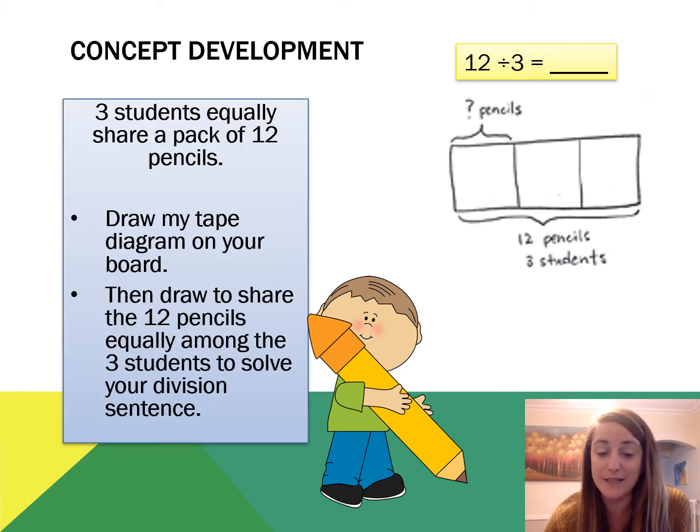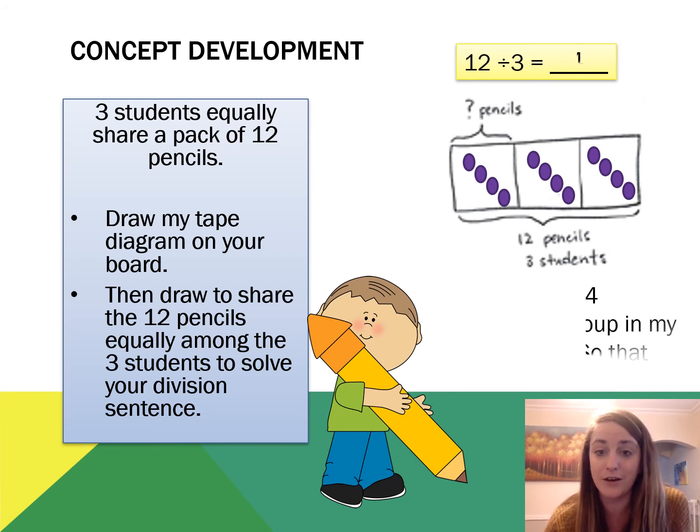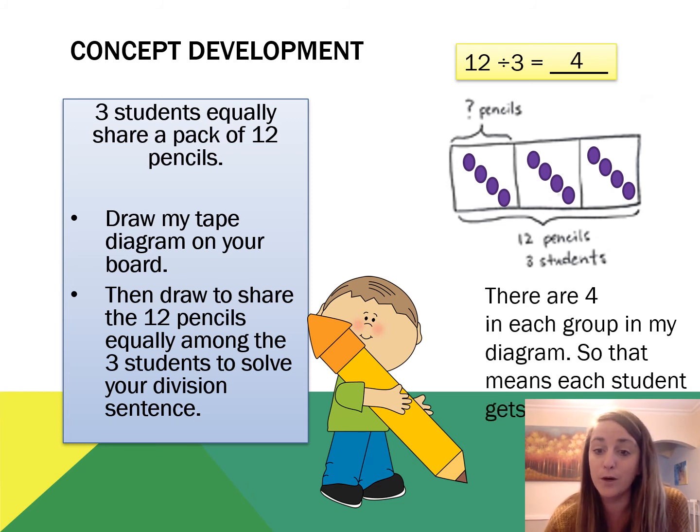I want you to draw your tape diagram on your board, label the equation. Then draw to share the 12 pencils equally among the 3 students to solve your division sentence. Remember, you would count one at a time until you have shared out your total. 1, 2, 3, 4, 5, 6, 7, 8, 9, 10, 11, 12. How many are in each group? There are 4 in each group in the diagram, so that means each student gets 4 pencils.